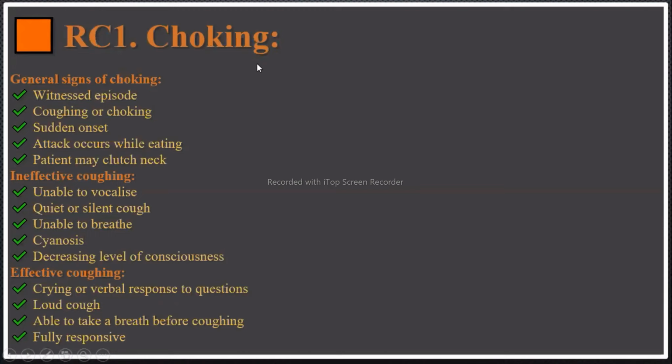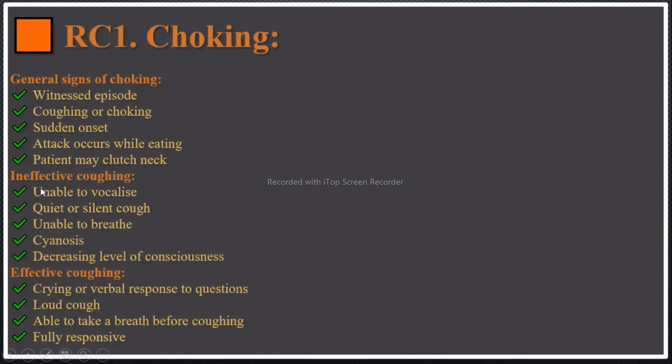Choking. Here, you have to be familiar with the algorithm. General signs of choking: a witnessed episode, coughing or choking, sudden onset. How to understand it's choking? Someone told you, a witness. The patient presented to the emergency room coughing or choking. Sudden onset, he said 10 minutes ago he was good. The attack occurs while eating, he was eating.